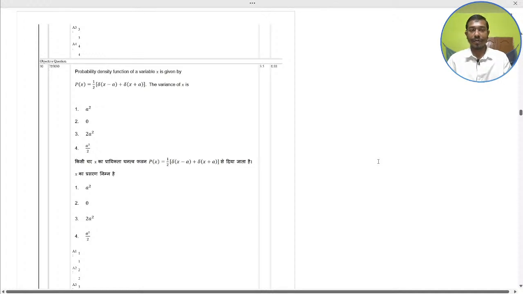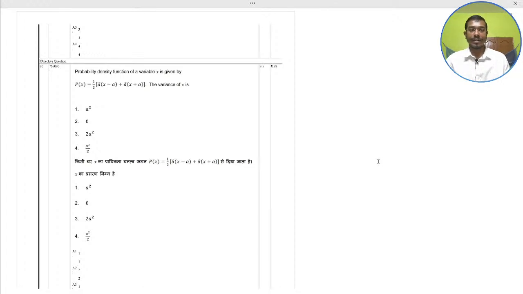Next, probability density function of a variable x is given by p(x) equal to half delta(x minus a) plus delta(x plus a). The variance of x is what?